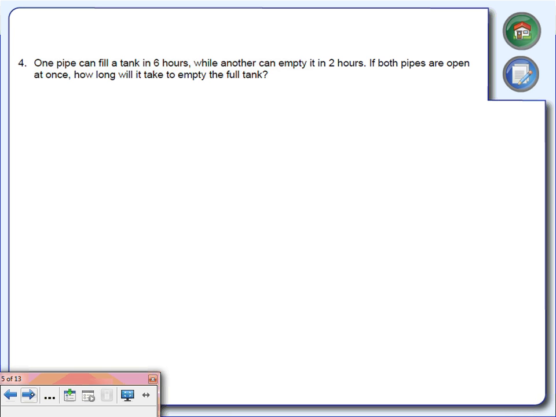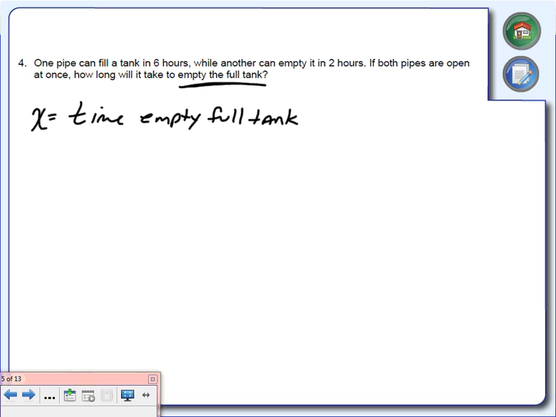So 2 things are going on at the same time. Why do we want it? Well, good question. I don't know. What we want to know is how long would it take to empty out this full tank? So here we go. We're going to let x represent the time it would take to empty the full tank. X is going to represent how much time it takes to empty out the full tank. Now when I say time, what am I talking about? Hours. I am talking in hours.